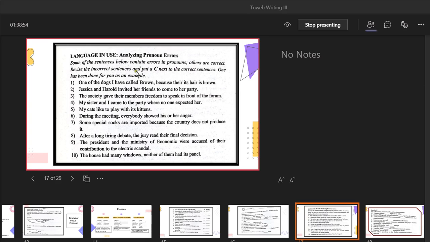Number 2. Coba number 2. Yang mana kira-kira yang salah dan apakah kita perlu Yes, jadi her ini kan singular, jadi tidak mungkin. Jadi yang mau di refer adalah si Jessica and Harold. That's why we use their friends. Okay, number 3.